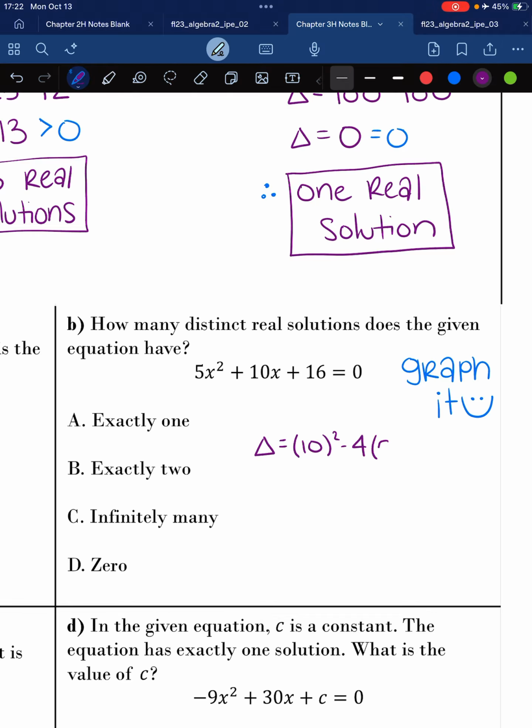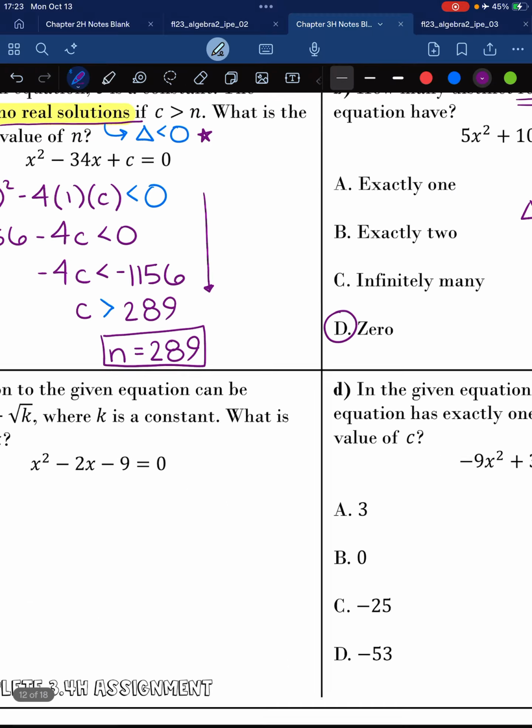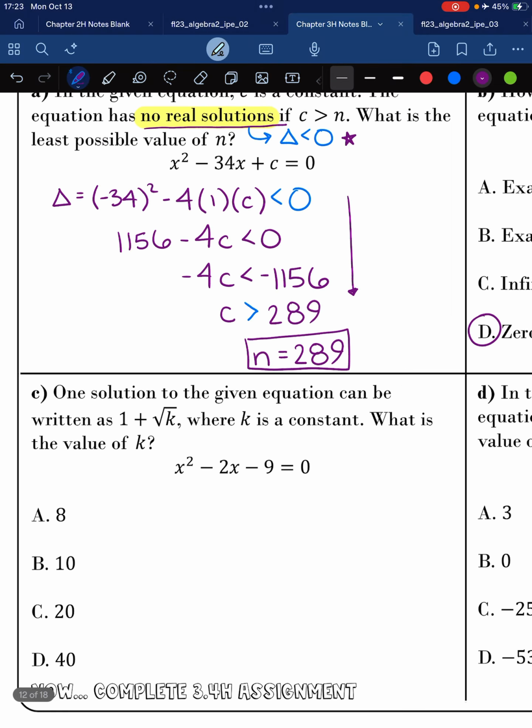So B squared minus 4ac. We end up with 100 minus 320. That is definitely going to be negative, right? I don't even have to know exactly what it is. I do know that that ends up negative, which means that there are no real solutions, right? And it says real solutions, and that's important. Okay, C.